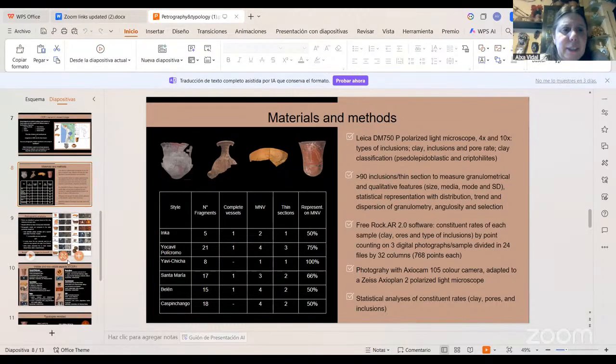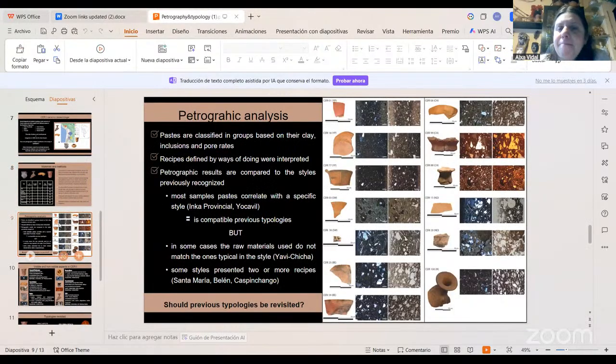That's what's interesting after all. And what are the results? We have 4 classifications of pastes that refer to different processing and manipulation of the materials. That's what we call recipes. The different proportions, the kind of materials included, and their types are called recipes.